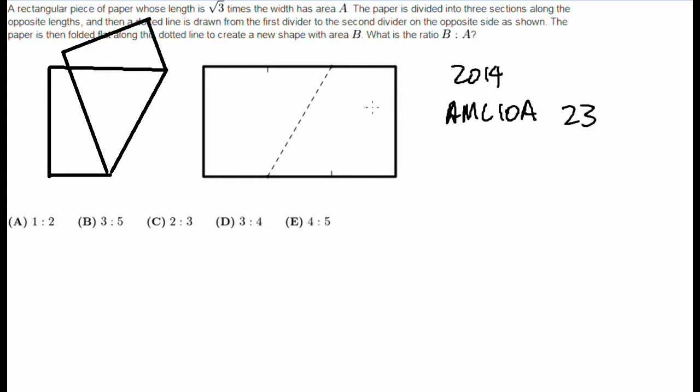So assuming you've read the problem, let's try to solve it. So I've drawn B over here, or what I think is B right now, based on my mind's image. So that's B right there. This is A right here, and we define the ratio between these areas.